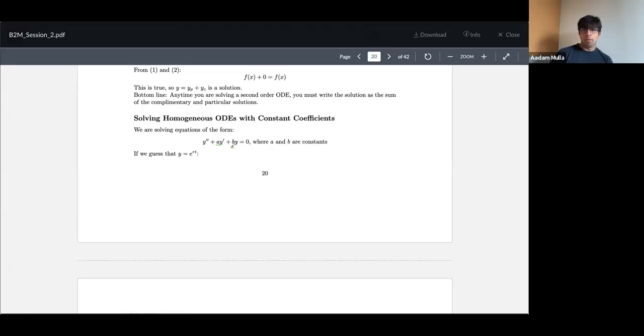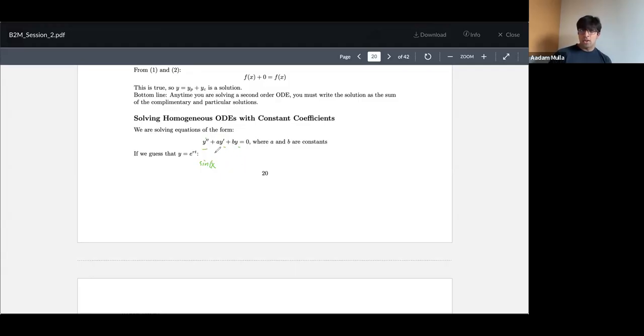Now, if you think about what we're saying, we're saying a function y, its second derivative plus something times its first derivative plus something times itself must equal 0. So that means that y double prime, y prime, and y somehow have to cancel each other out, right? Like if y double prime is sine of x, and then y prime is cosine of x, then those are never going to cancel out, right? Sine of x plus a times cosine of x is never going to cancel out.